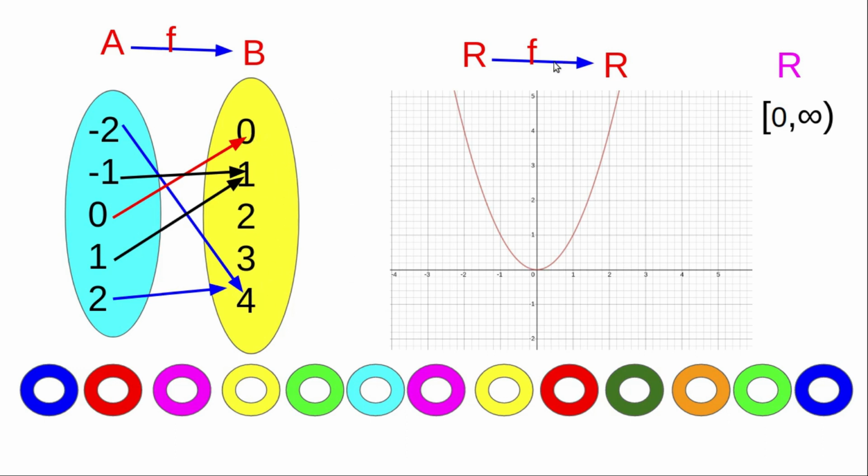Now the same function f of x equal to x square from R to R, set of all real numbers to set of all real numbers. In this case, this function is defined for all real numbers. So domain of this function is R, set of all real numbers. Now here y value is from 0 to infinity. So range is equal to 0, infinity, closed at 0.